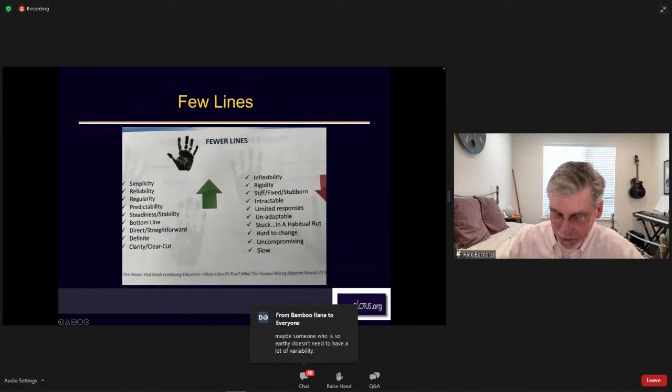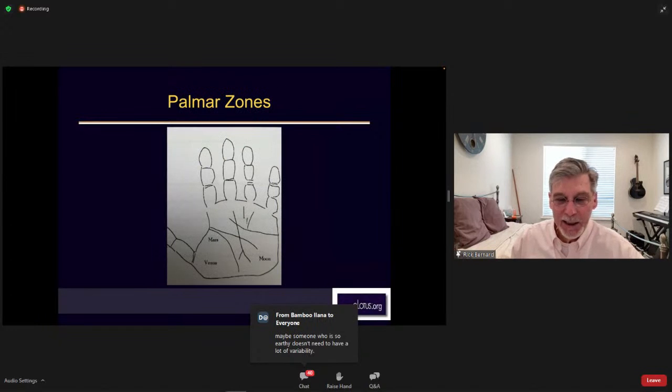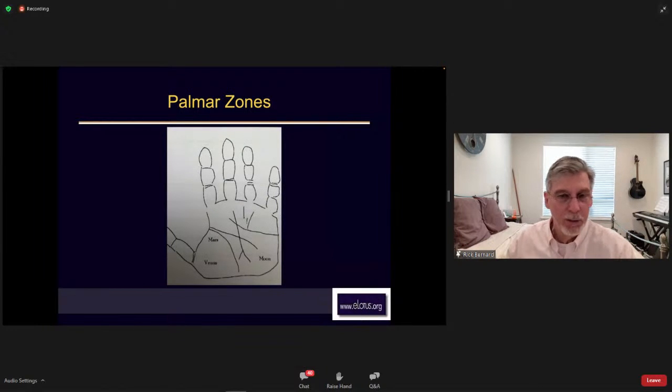Okay, let's move forward here. Let's get a little feel for a few zones I want you to know in the hand that give a little flavor of a person's personality. The first one we'll look at is the Mars zone. So take a look. This is the Mars zone, kind of through here.